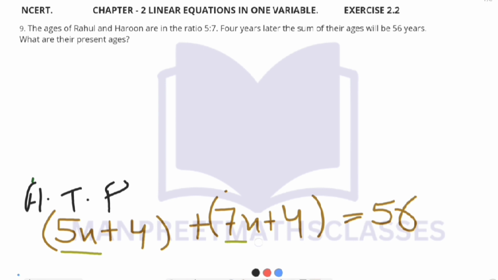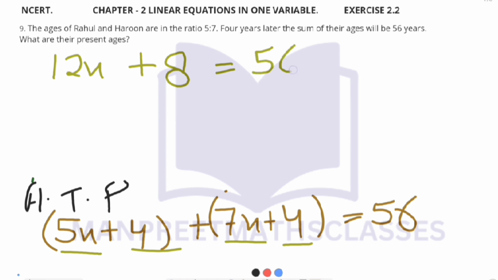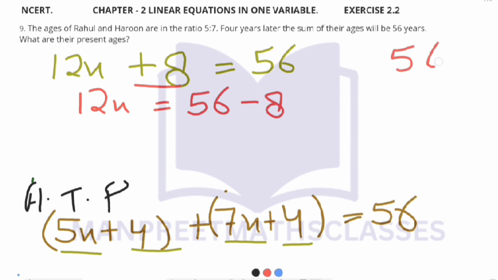We are having 5x and 7x. So 5 plus 7, 12, 12x plus 4 plus 4, 8 is equals to 56. Now this 8 will transfer on right hand side. So 12x is equals to 56 minus 8. Now subtract it. So we will take one carry, this will become 4, here it will become 16, 16 minus 8 will give you 8 and here 4, so 48.